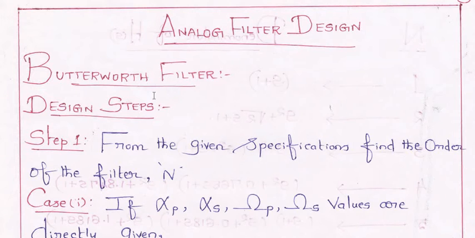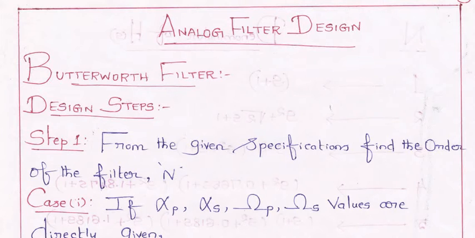Good morning to all. Today we are going to see about analog filter design. So here we are having a Butterworth filter. These are the design steps. Step 1, for a given specification, find the order of the filter n.